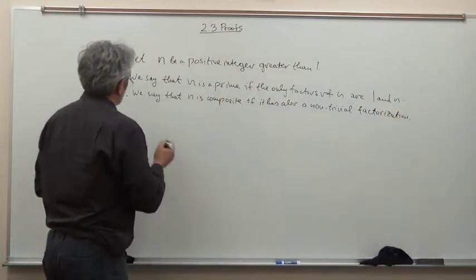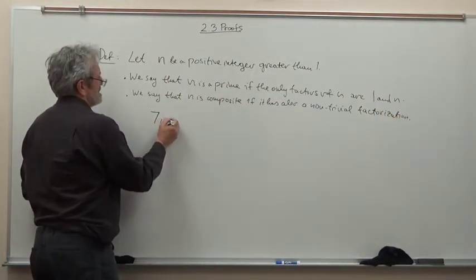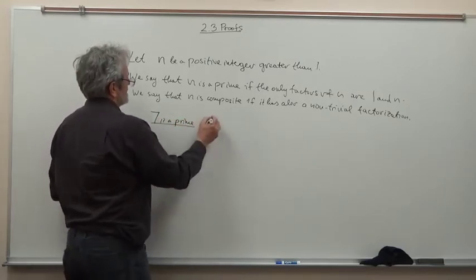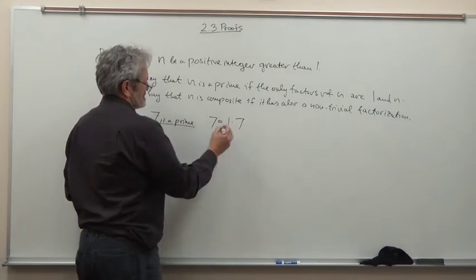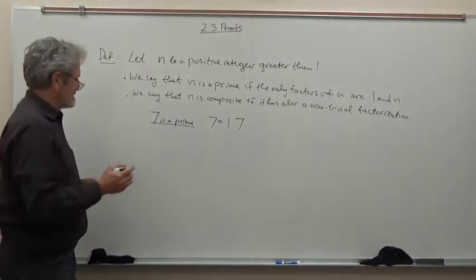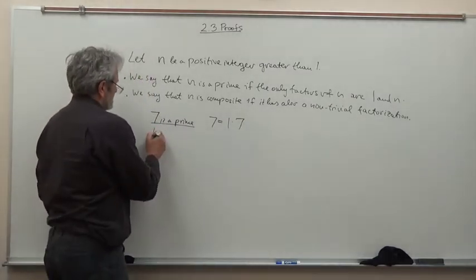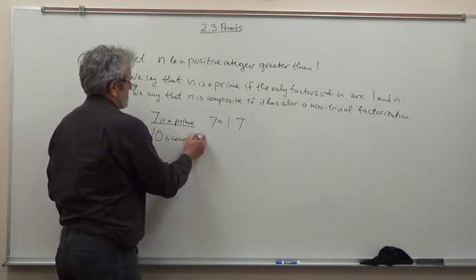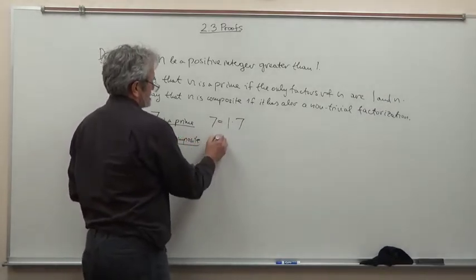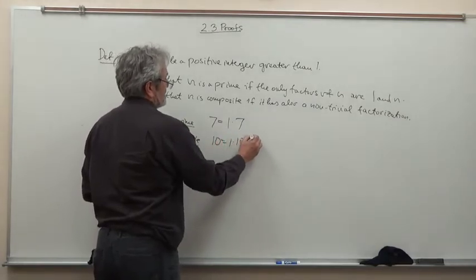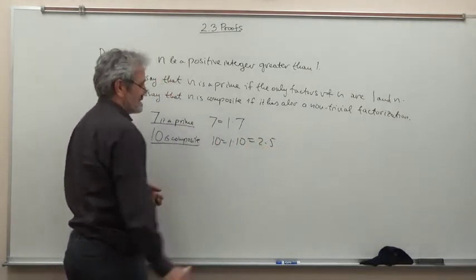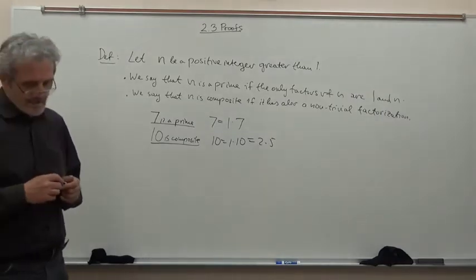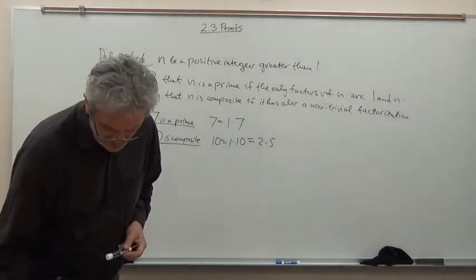So for example, 7 is a prime. Why? Because the only factorization of 7 is 1 times 7. But for example, 10 is composite. Because 10 equals 1 times 10, but besides the trivial, it also has, let's say, 2 times 5. So that's why that number is composite.